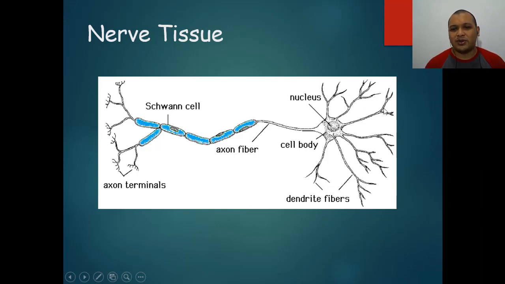The receptor is located here in the dendrites. Then we have the cell body with the nucleus, and then the axon fiber. The axon is wrapped by another cell, and the end has what we call the axon terminal. This axon terminal will meet another neuron, and the gap here we call the synapse, right? Synapse.